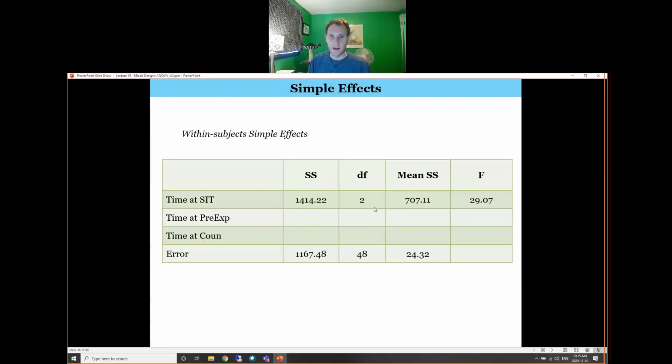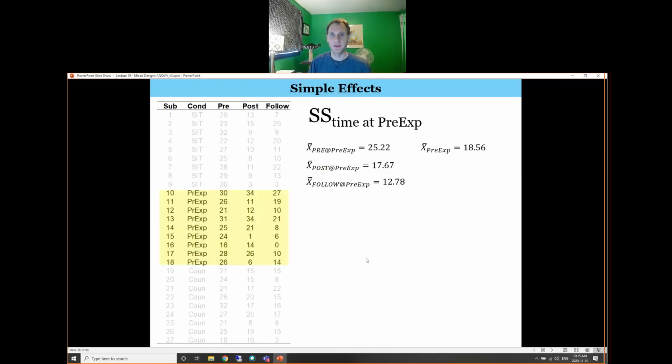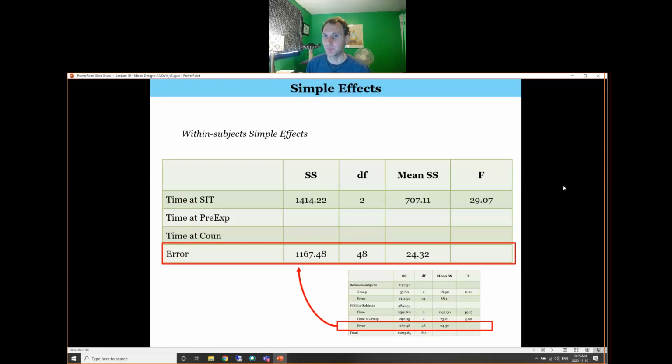And we find, so we have an F of 29.07 with 2 and 48 degrees of freedom. I'll look it up later, but we can say pretty certainly that that's a significant effect, right? That's a large F. It's going to be larger than what is the critical value. So we do have a simple effect. So there does seem to be some change. Recall at this point, we had 3 observation periods, pre, post, and follow-up. So we don't know which of those 2 are different. That would require further, probably t-tests. But we know that there is an effect of time at the stress inoculation. Or another way to think about that is for people within that condition, time did have an effect.